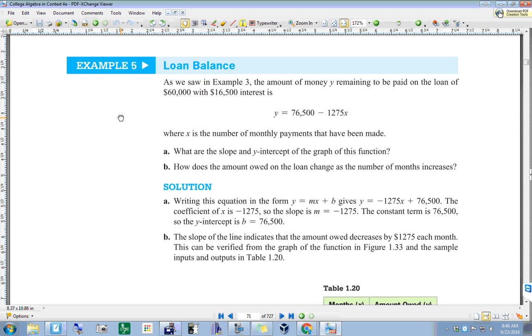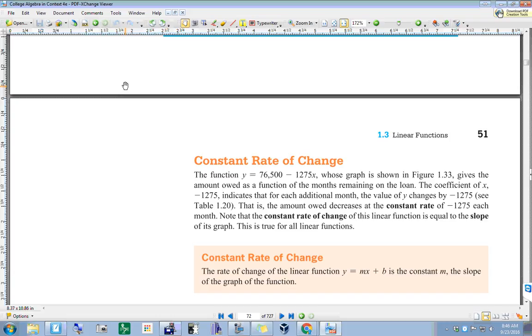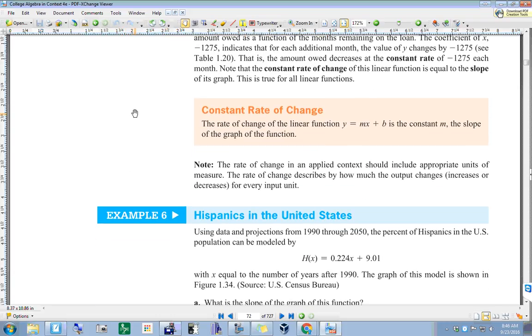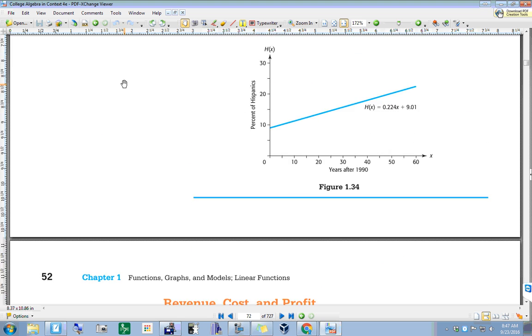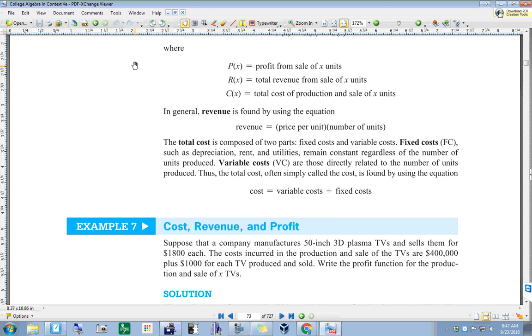All right, slope, intercept. We've talked about that before. Constant rate of change. It's kind of an oxymoron, but you do realize that the only constant in the world is change. And a constant rate of change is what we have here whenever we're talking with a line. M is always going to be a value that represents how much it changes from one to the next. That's all it's going to be.